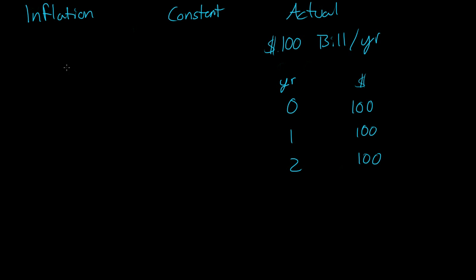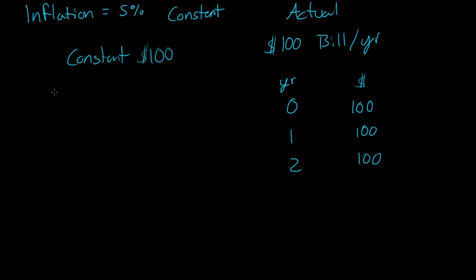Now, how about instead I say, I want to give you a constant $100. What that means is I want to give you the amount of money that is the equivalent of $100 year after year after year. So if you have inflation, and we're going to say our inflation is around 5%, how much money do I actually have to give you to keep it at a constant $100 value?